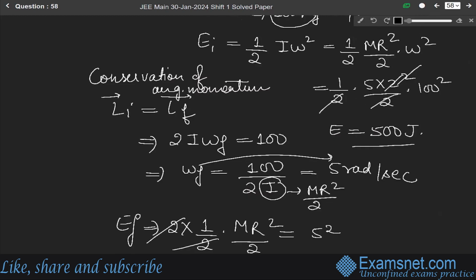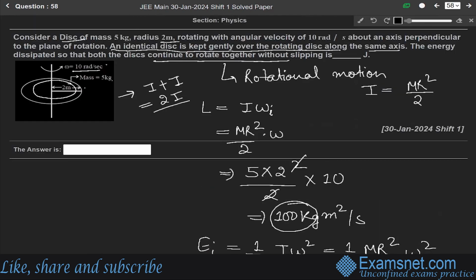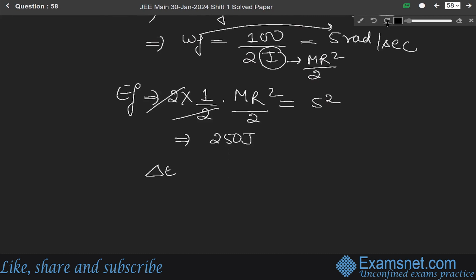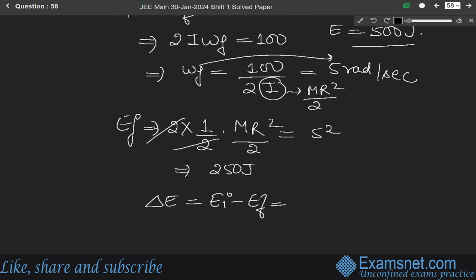So what we have to find? We have to find the energy dissipated. So energy dissipated will be equal to delta E, initial minus final. Initial is what? 500 minus final 250. So it will be equal to 250 joule.